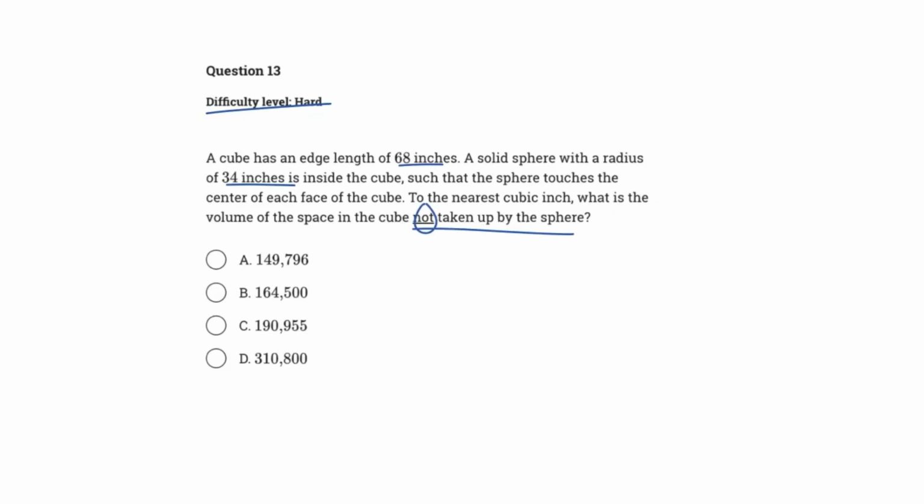All right, cool. So first off, let's just find what we know, right? Because we want to find the volume of the actual cube since they give us the edge length. We know that for a cube, the volume is just length times width times height, right? So we have 68 here. So what we can do is just use 68 cubed equals 314,432. All right, that's cool.